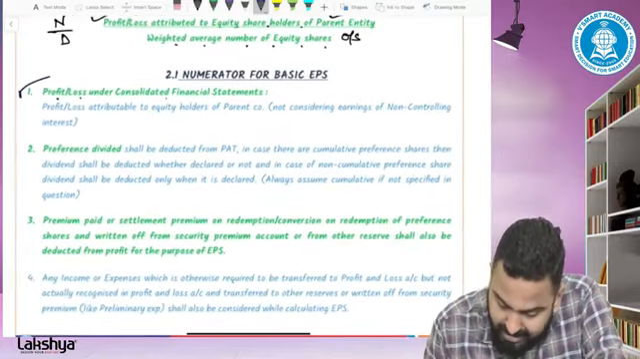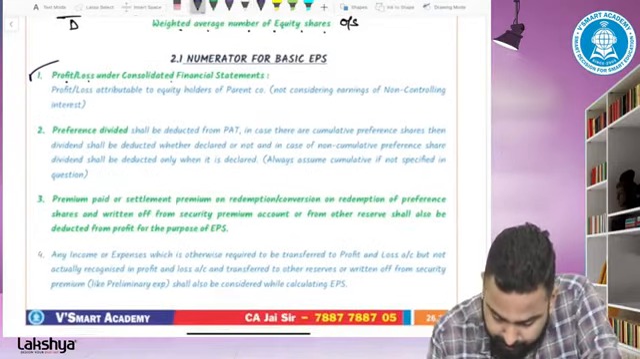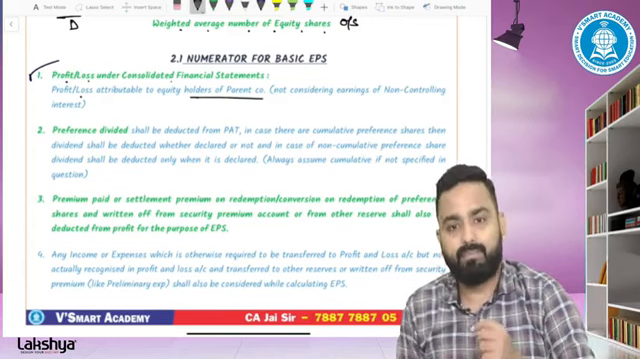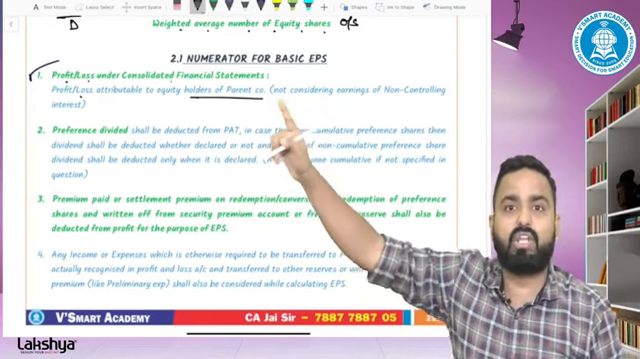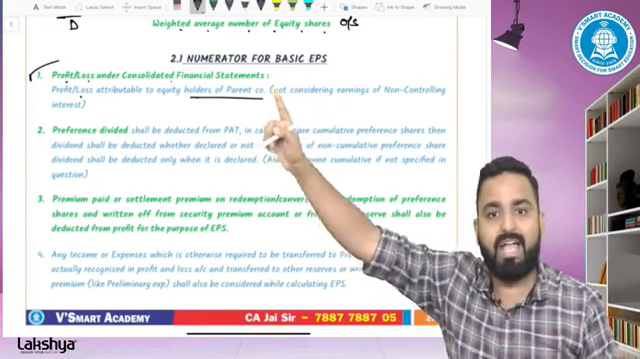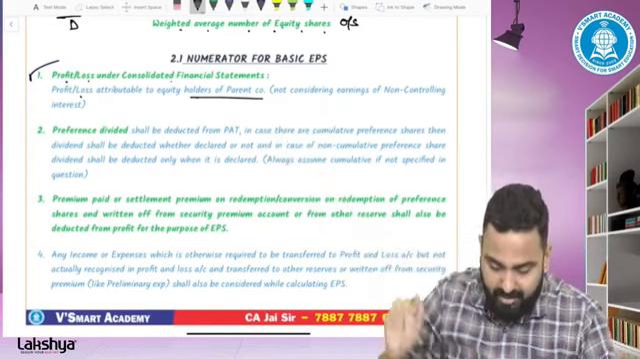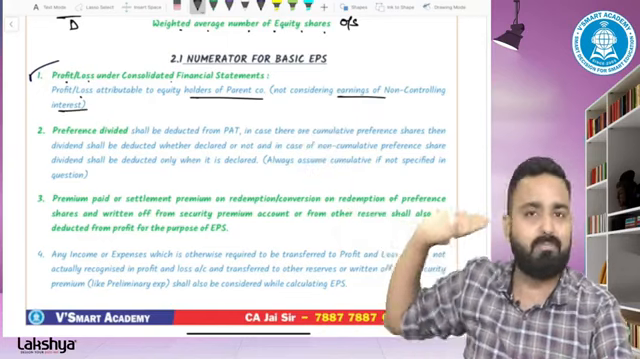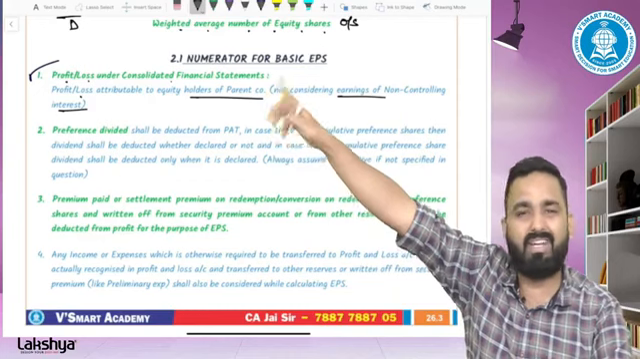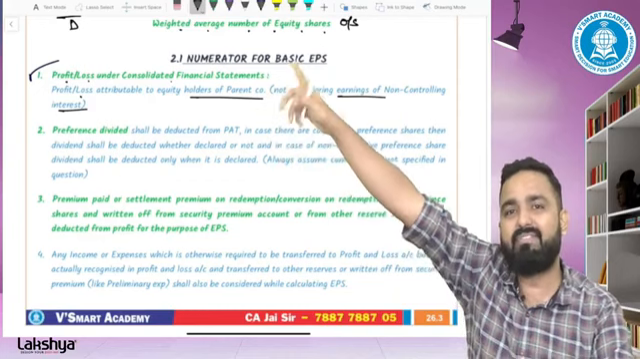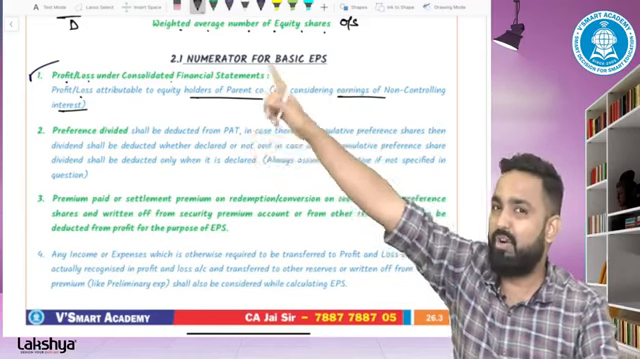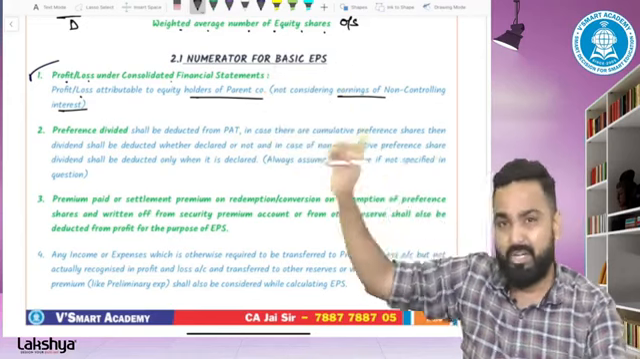So profit or loss under consolidated financial statements, attributable to equity shareholders of the parent company, not considering the earning of NCI. We already discussed this point: when we calculate earning per share, the numerator belongs to equity shareholders of the parent company only, not NCI.